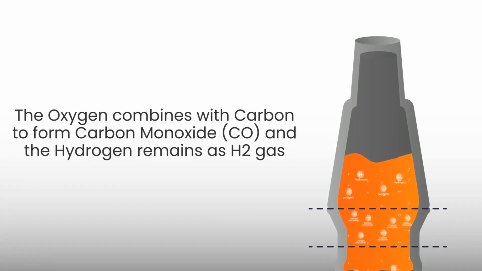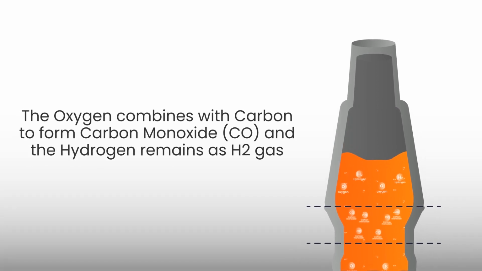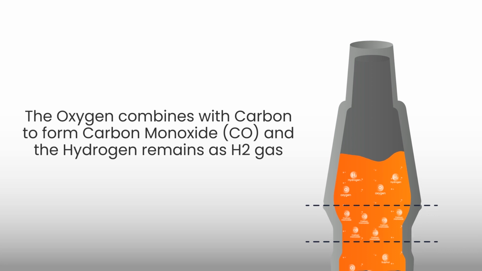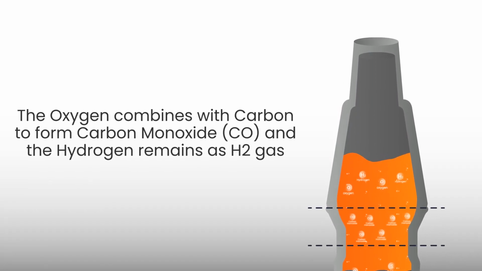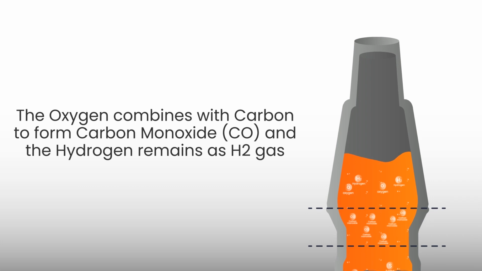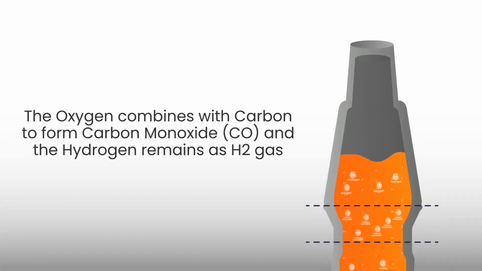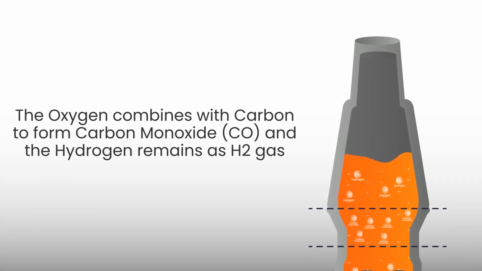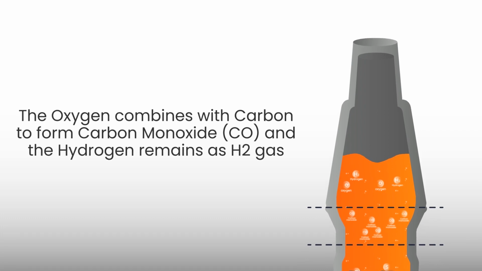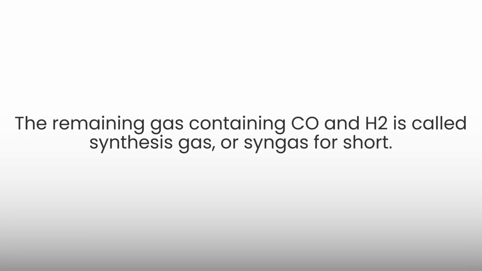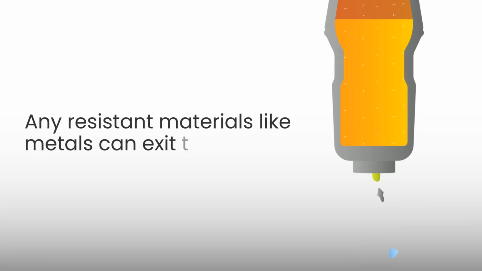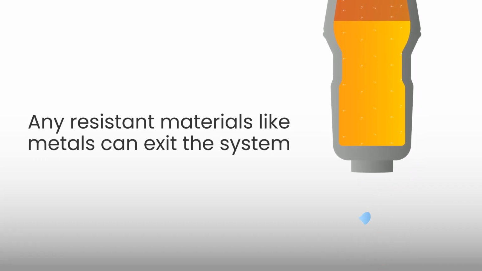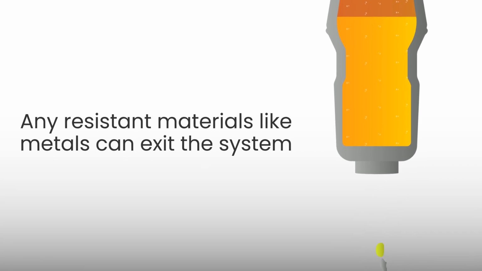The oxygen combines with the carbon found in the feedstock to form carbon monoxide, and the hydrogen remains as a gas. In this phase, the trace elements like sulfur also combine with some of the hydrogen and oxygen to form side products like sulfuric acid, which can be sold as a valuable commodity. The remaining gas mix of carbon monoxide and hydrogen is called syngas. Any remaining solids like metal, glass, and stony materials can exit the system into a storage container for advanced recycling.